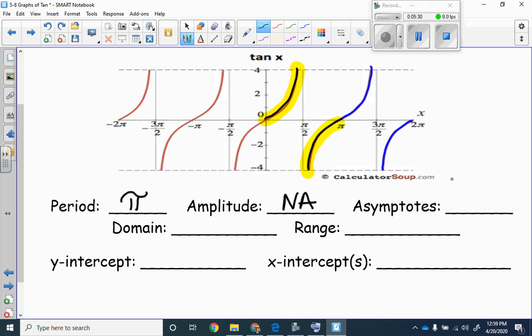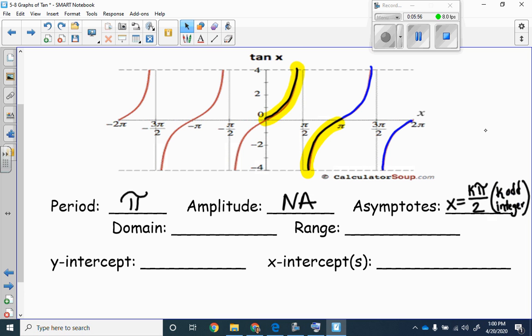The asymptotes, we are most definitely going to have some asymptotes here. And our asymptotes are going to be when x is equal to, as far as the parent function goes, k pi over 2, where k is an odd integer. Okay, so we're looking at 1 pi over 2, 3 pi over 2, 5 pi over 2. That's where our asymptotes are going to be.